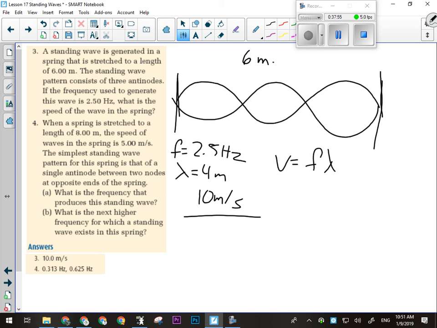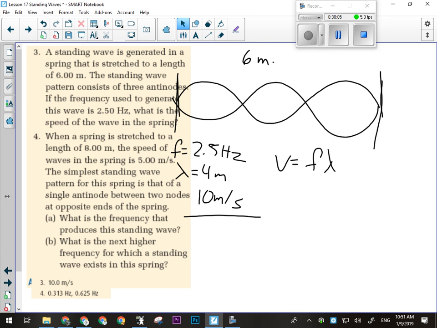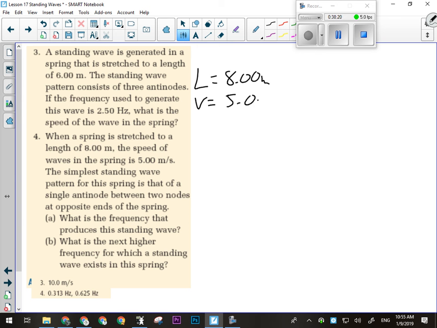I want you guys to try number 4. Similar to what we just did, but slightly different. It's telling us here that a spring is stretched to a length of 8 meters. So we know the length of the spring. And we know the speed of the waves on that spring is 5.0 meters per second. The simplest standing wave pattern for this spring is that of a single antinode between 2 nodes at the opposite ends of the spring. So basically they're saying, here's what you're looking at.